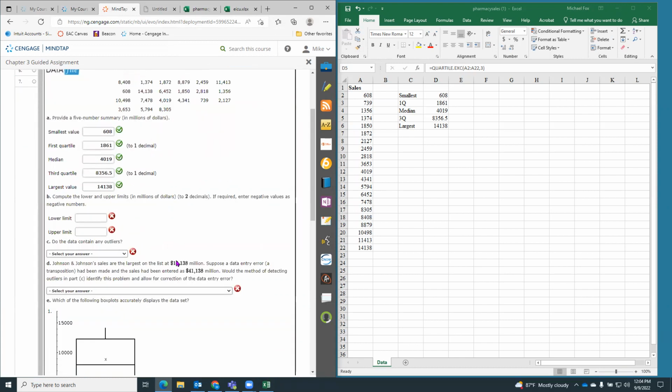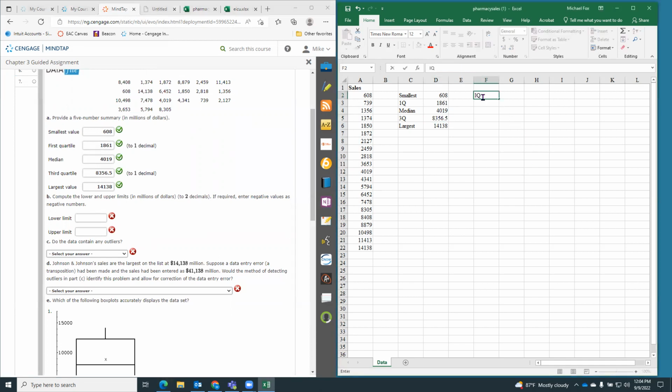So part B, it wants us to compute the lower and upper limits. And so I had to actually go read this in the book because I don't do this in real life all the time. It defines the limit as 1.5 times the interquartile range. So to find the limit, the first thing I'm going to do is find the interquartile range, which is just the third quartile minus the first quartile. And so now the limit is 1.5 times the interquartile range.